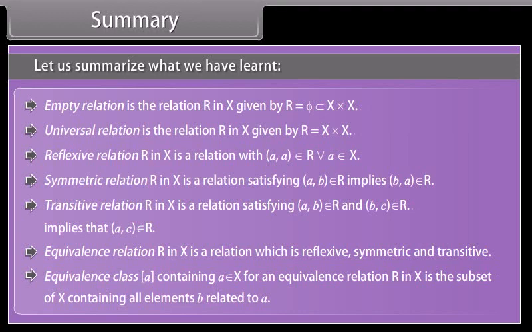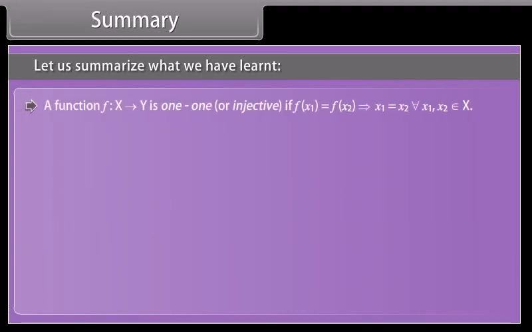Equivalence class [a] containing a belongs to X for an equivalence relation R in X is the subset of X containing all elements b related to a. A function f from X to Y is one-one or injective if f(x1) equal to f(x2) implies that x1 equal to x2 for each x1, x2 belongs to X.